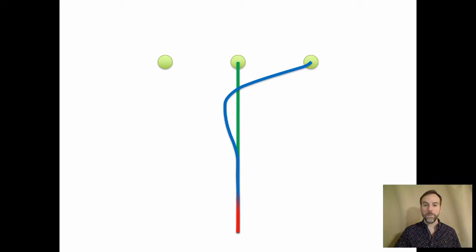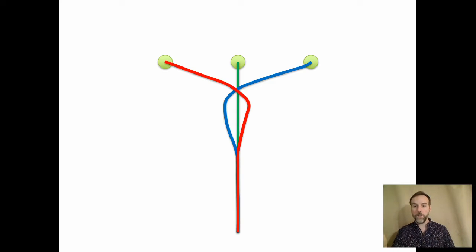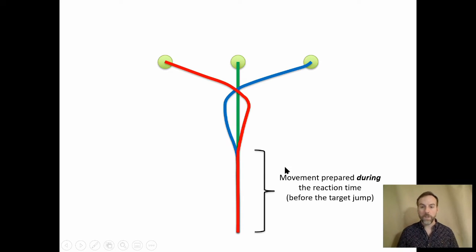And when the target jumps to the right instead, we see basically a mirror image of that. The fast automatic system initially says, oh, I'm going to go towards that. Then the slow voluntary system overrules it and says, no, no, no, we need to anti-point. So just like before, the first part of this movement is the movement that was prepared during the reaction time, when the target was in the center. And again, that target jumps as soon as we start to go.